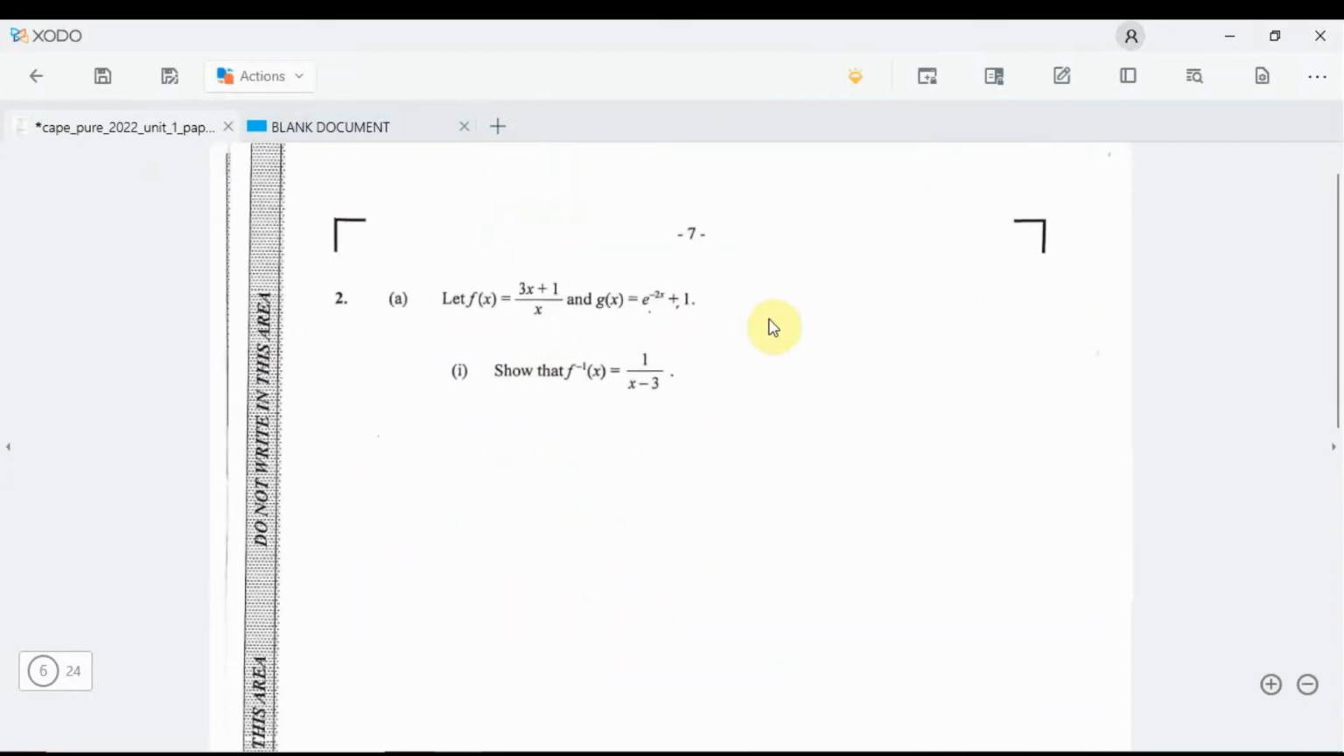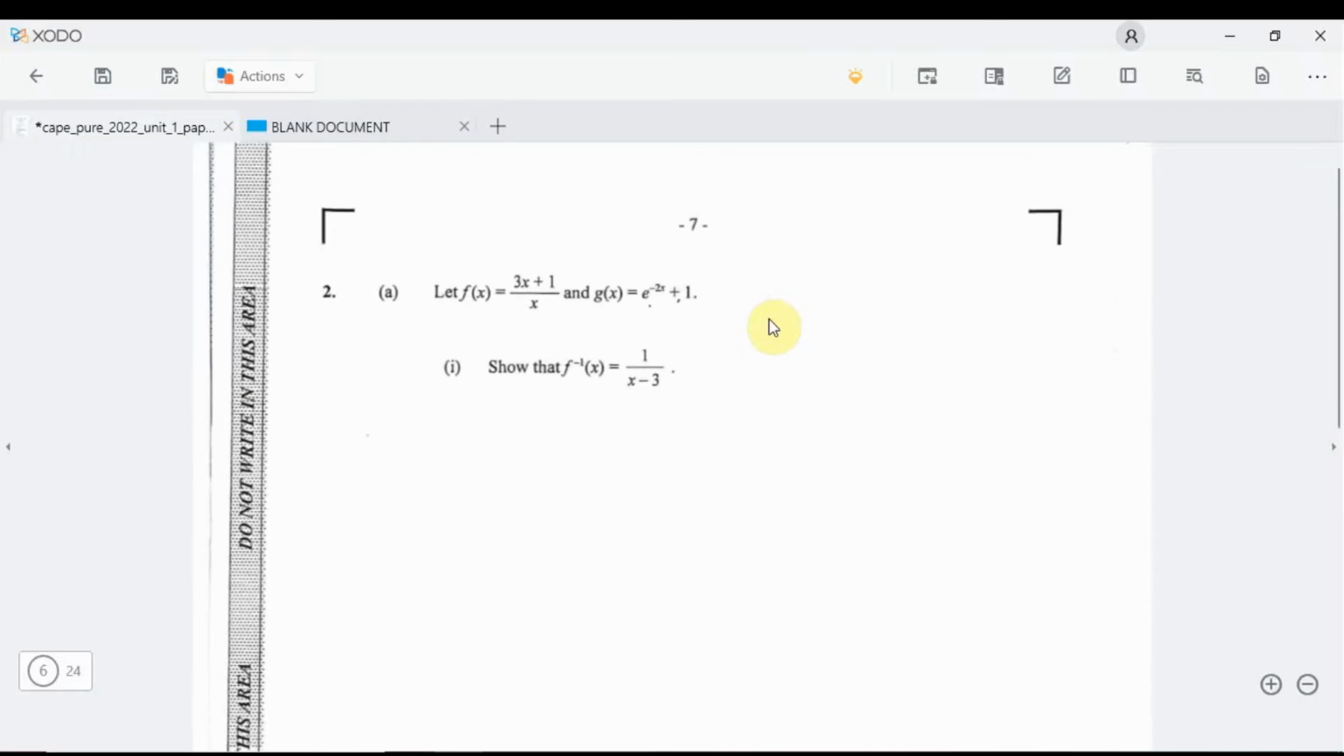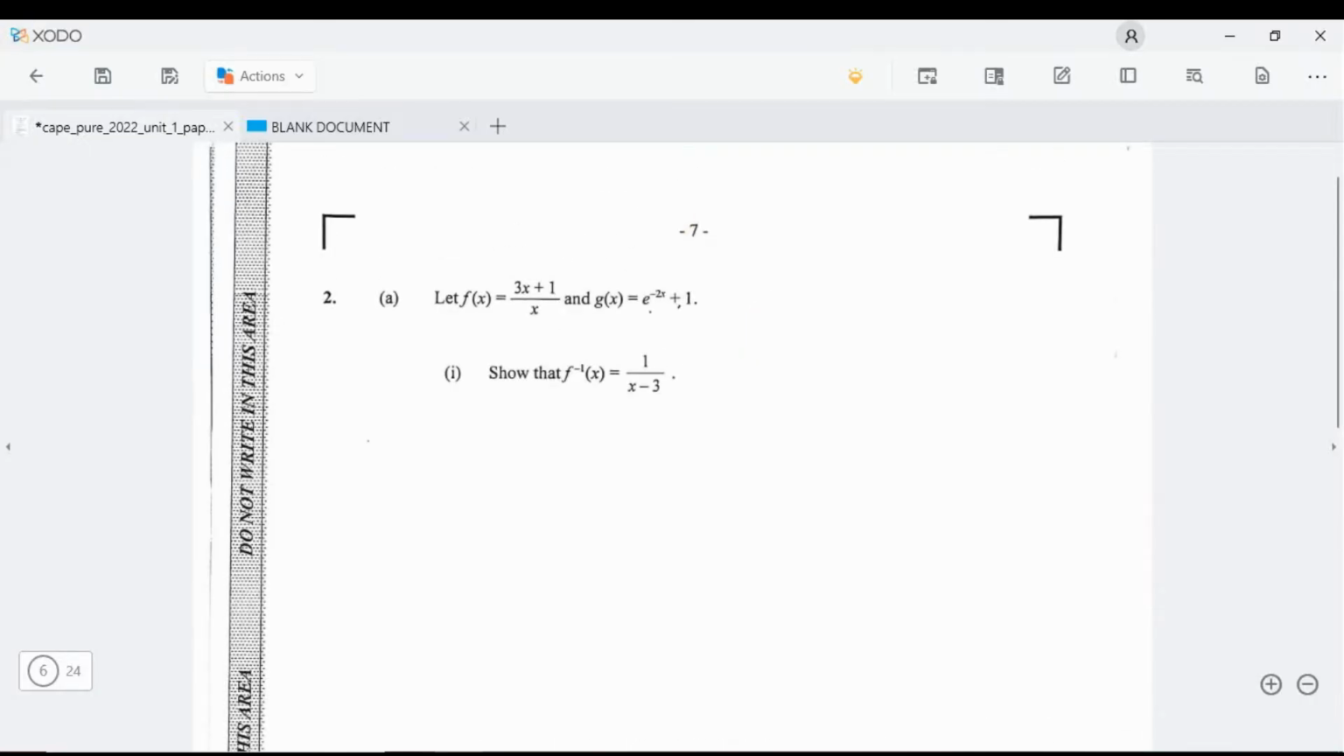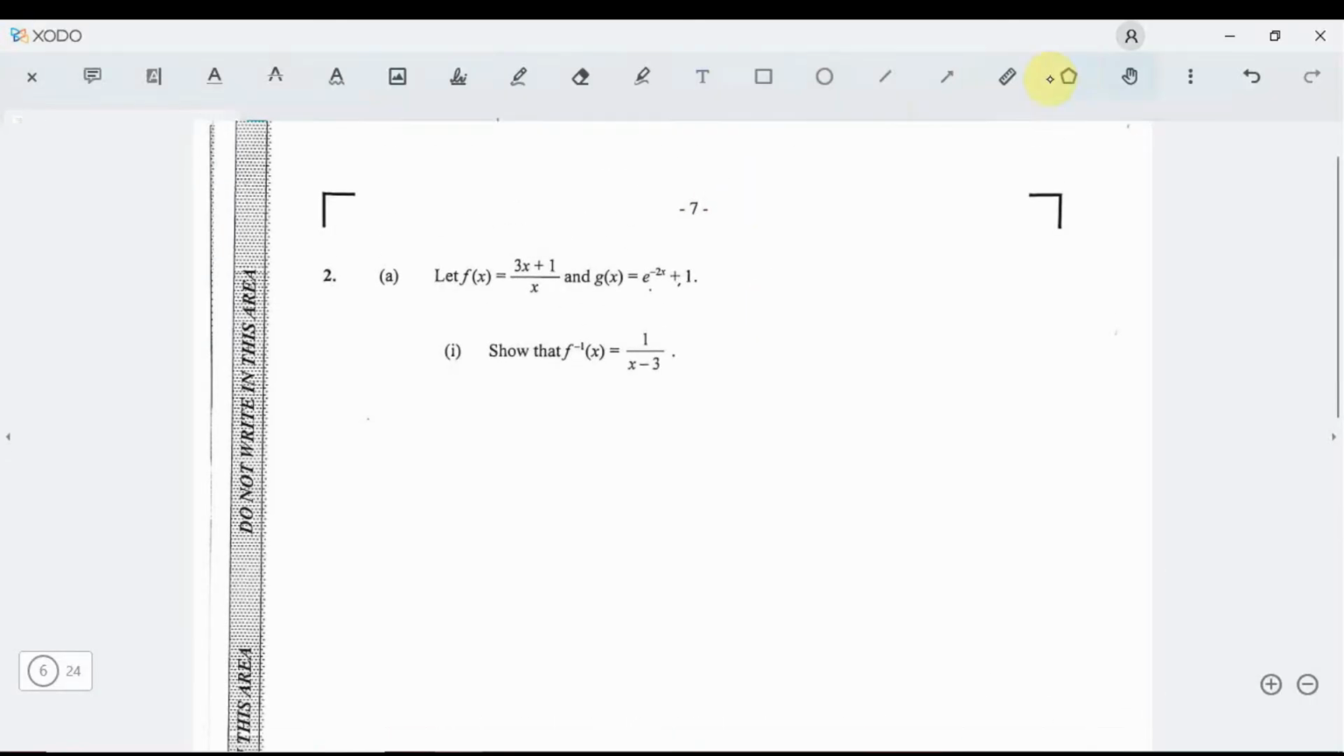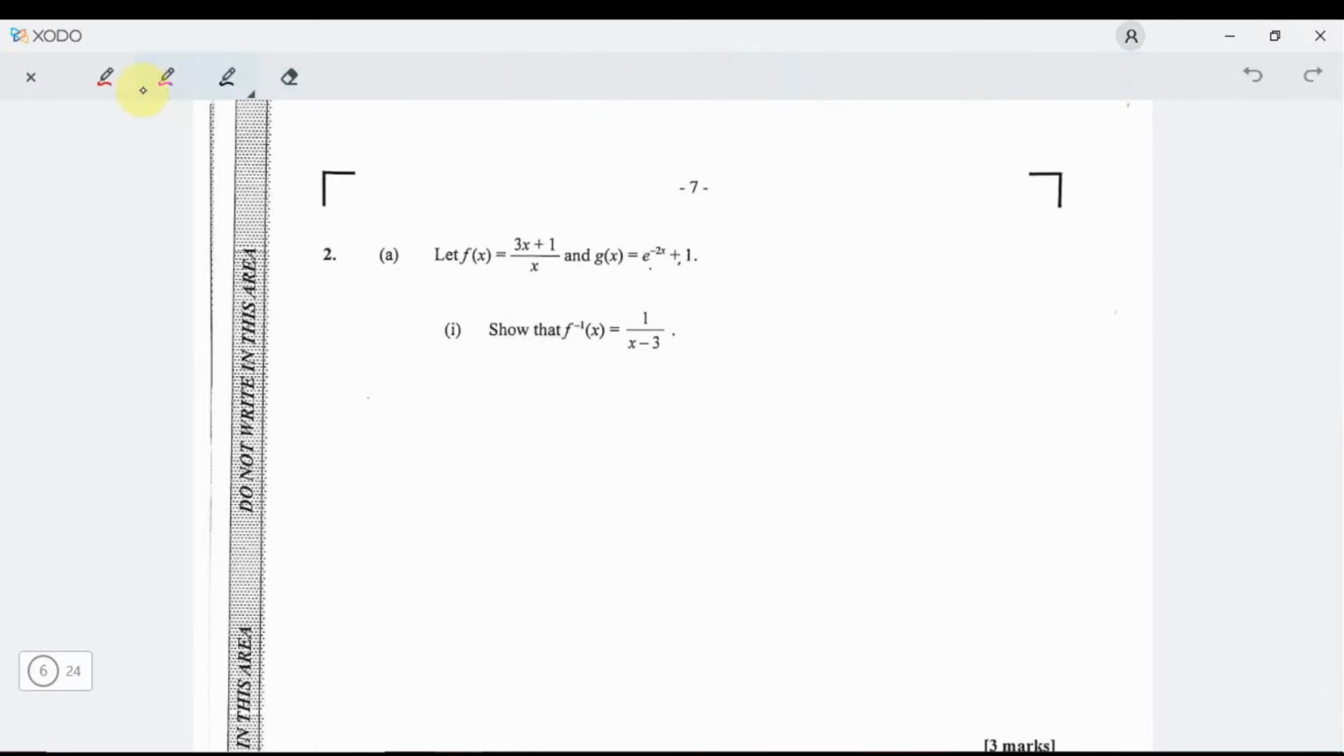Alright, now number 2. So we finished question 1 already, easy. It says f of x is equal to 3x plus 1 over x, and g of x is given. Show that f inverse is this. So first thing, we need to find f inverse. So let's start by writing down our f of x. So our f of x is 3x plus 1 over x.